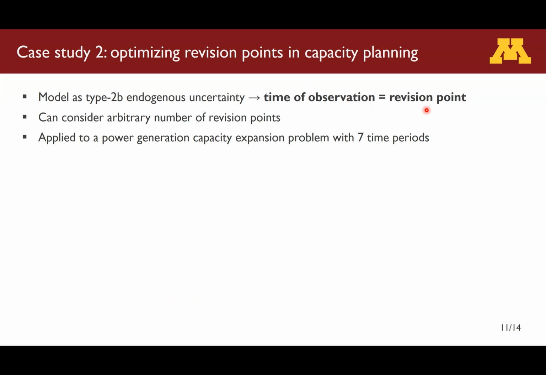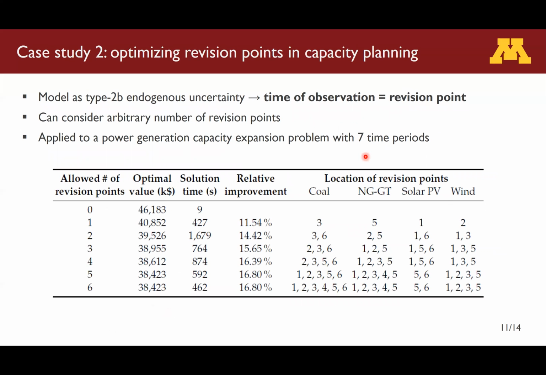In fact, here we can consider more than just one revision point, and we apply this to a simplified power generation capacity expansion problem with 7 time periods. So here we solve the problem for different numbers of allowed revision points. We see that the optimal value improves with the number of revision points, but we also see some diminishing returns at some point, where for some of the technologies, we don't even need as many revision points.